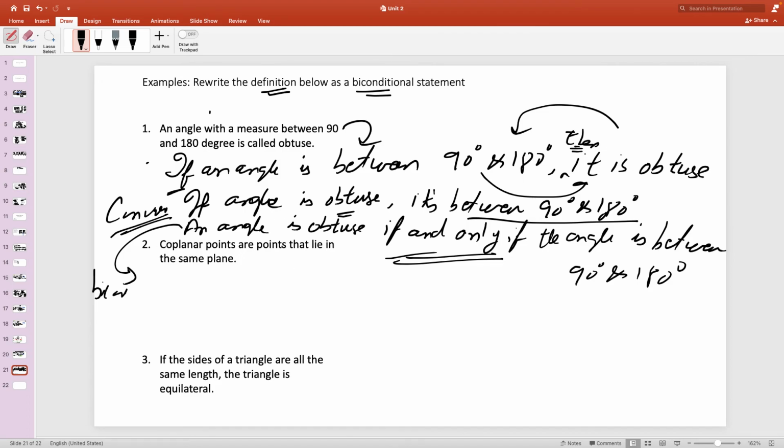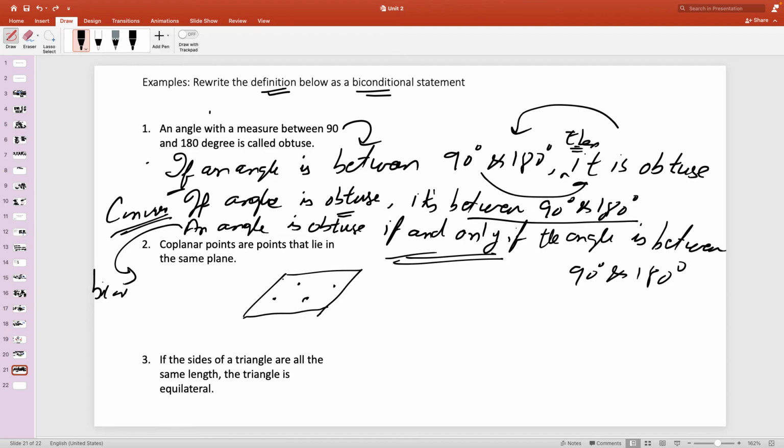Coplanar points are points that lie in the same plane. So if you remember coplanar planes, if this is a plane and these are some points, all of them lie in the same plane. Think of a floor and you put some toys on the floor. All the toys can be called coplanar points because they are all lying on the same plane. However, if you put a toy on the floor and something on the ceiling, then those two points are not coplanar because they are not in the same plane. That was just a refresher on what coplanar means.